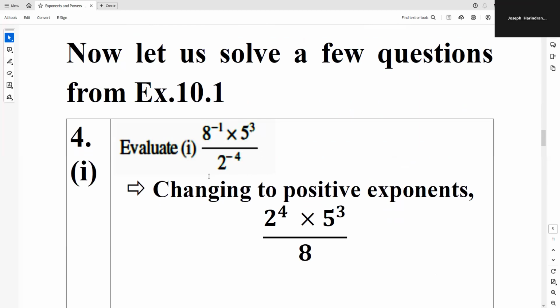First thing we do is change the negative exponent to a positive exponent in the denominator. So in the denominator, it becomes the reciprocal. Because it's 1 by 2 power minus 4, it becomes 2 power 4, and 8 power minus 1 becomes 1 by 8 power 1, which is 1 by 8. So it's divided by 8.